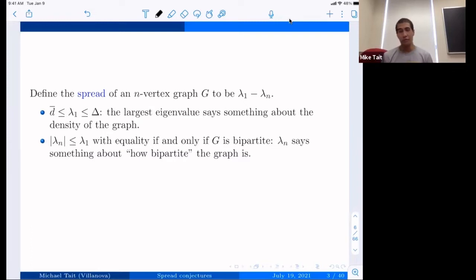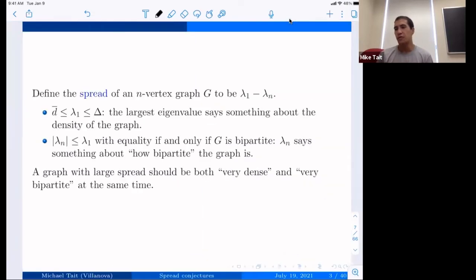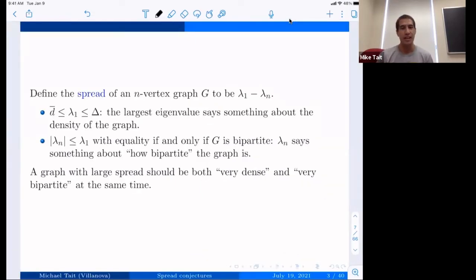This is something you learn very early in spectral graph theory. And so lambda n is telling you something about how bipartite your graph is. If you want to maximize this quantity, the spread, you need your graph to be dense and you need your graph to be bipartite at the same time. And these two things sometimes compete with each other. If you have more than half density, so that the graph can't be bipartite anymore, then adding edges is making your graph less bipartite. And so you can ask how large this quantity can actually be.